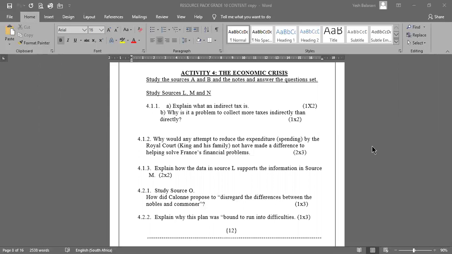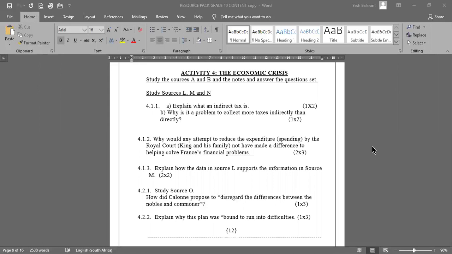B, why is it a problem to collect more taxes indirectly than directly? This again I explained in the previous lesson. Remember, related to the method of collection.